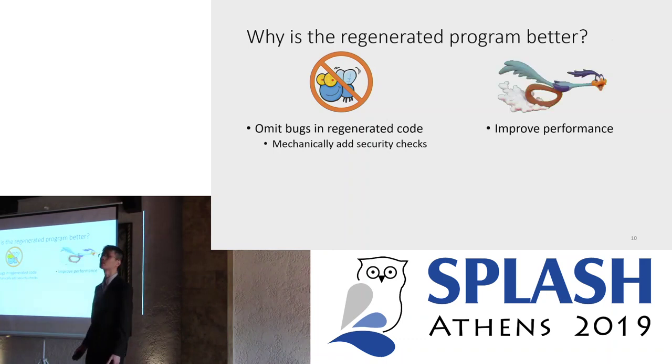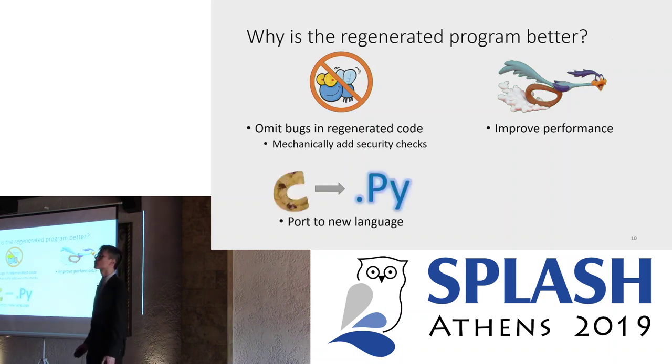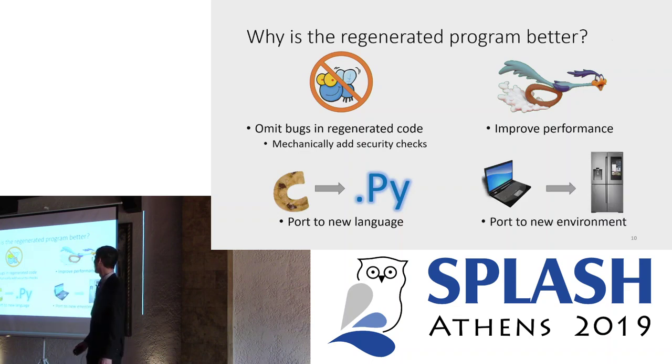Additionally, we can make the regenerated program faster. We can change algorithms, or we can make it distributed, for example. We can also port the programs to new languages. For example, you could start with a C program and end up with a Python program. Or we could port it to a new environment. Instead of software that runs on your laptop, maybe you get software that runs on your smart refrigerator.